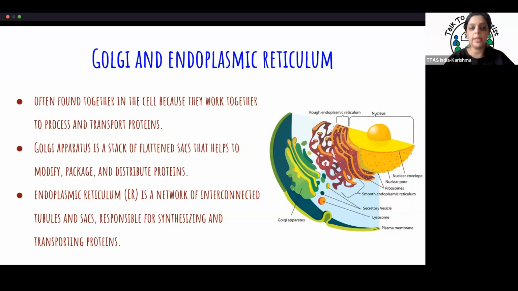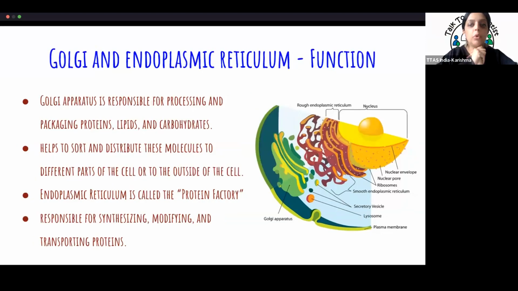And they have a lot of proteins and molecules which they package and distribute. So you can think of Golgi and endoplasmic reticulum like a post office. They receive packages of molecules and chemicals, they sort it out, and then they ship them to other parts of the cell. So next slide, let's hear a little more about them. The function is packaging and processing of chemicals, proteins, carbohydrates. They sort them and distribute them to different parts of the cell. And so it's called a factory for proteins.